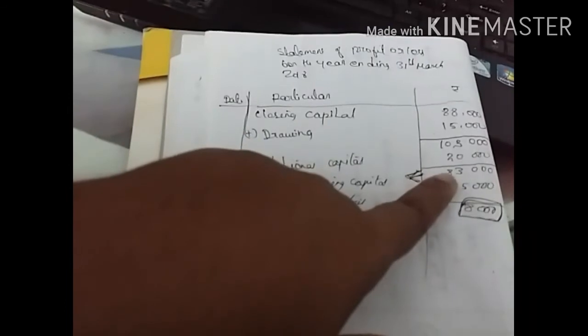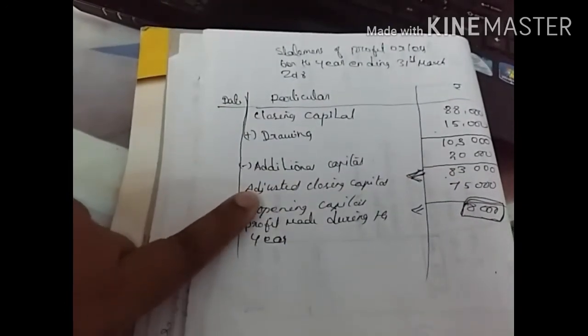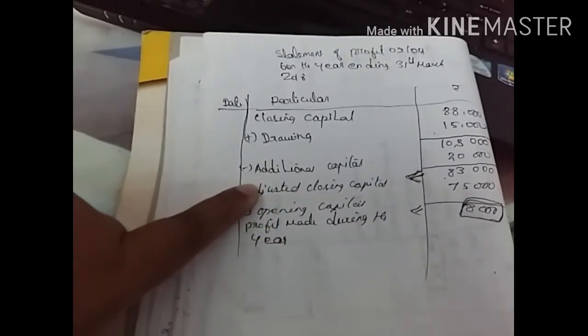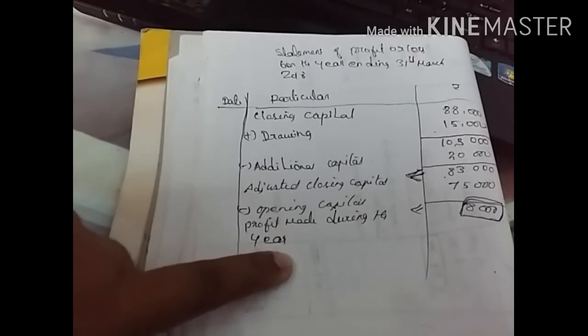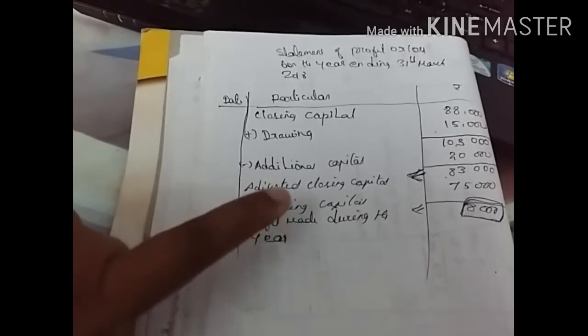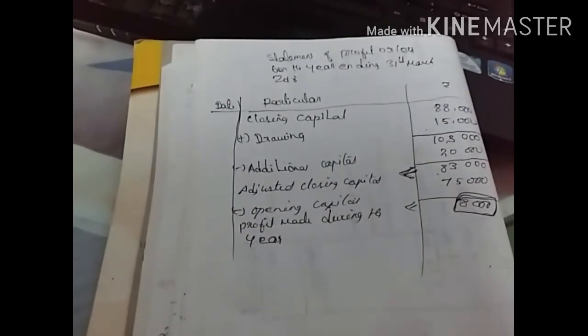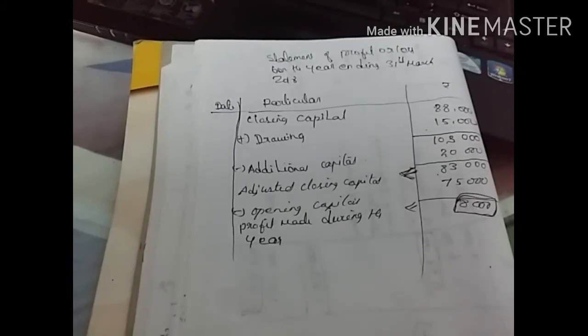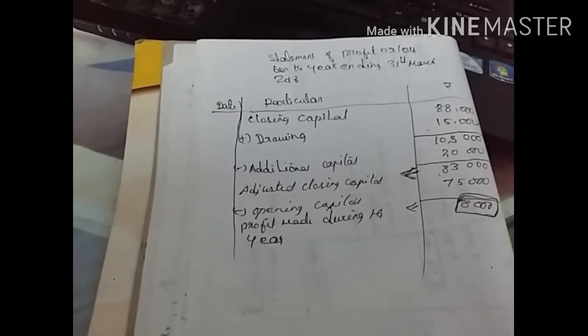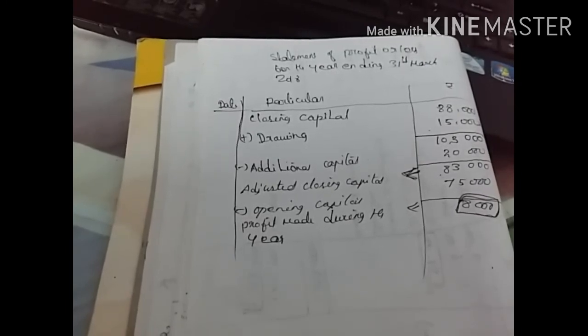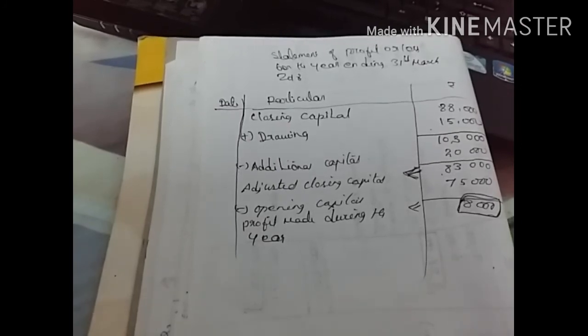Whenever you find this value, you have to write adjusted closing capital. If you do not write adjusted closing capital, then you won't get the mark. So after writing adjusted closing capital, from it we have to minus the opening capital and we get the profit. The opening capital is 75,000. If the adjusted closing capital is more than the opening capital, then it is a profit. So 83,000 minus 75,000 we will get 8,000. This is the statement of profit. This is a method to find out the profit or loss through the statement of affairs.